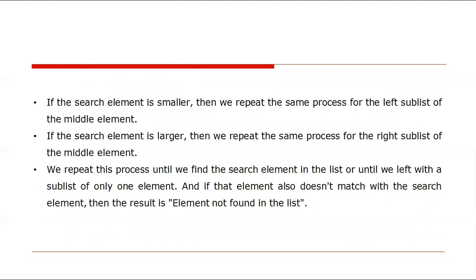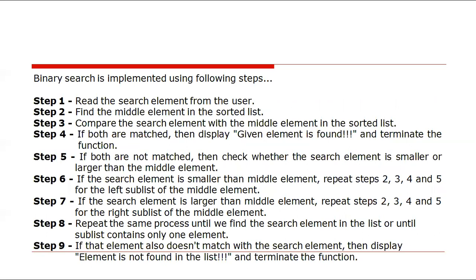If the search element is smaller, then we repeat the same process for the left sublist of the middle element. If the search element is larger, then we repeat the same process for the right sublist of the middle element. We repeat this process until we find the search element in the list or until we are left with a sublist of only one element, and if that element also does not match the search element, then the result is element not found in the list. So I will explain with an example.